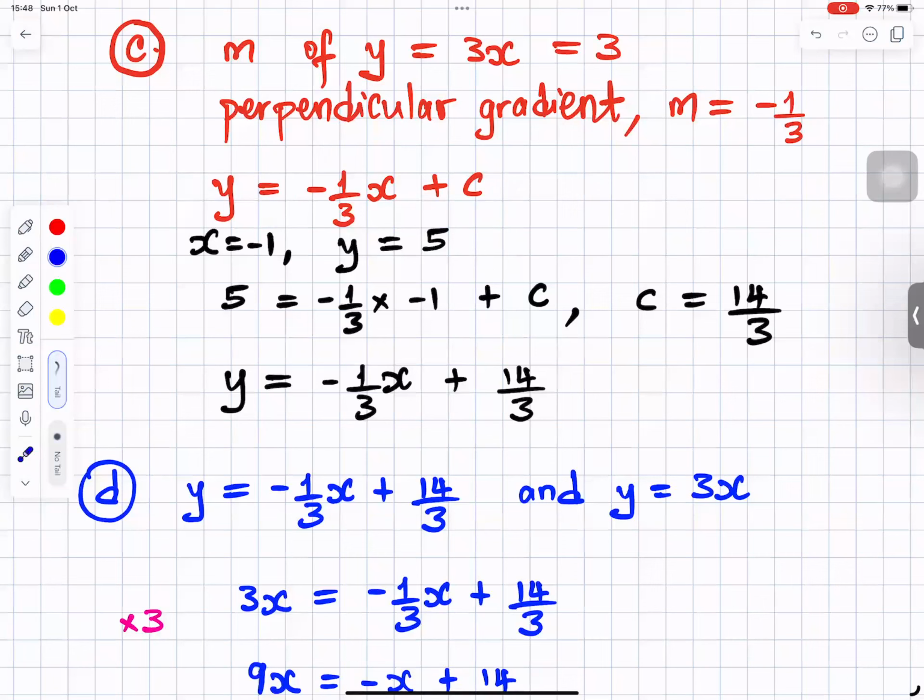Y is 5. 5 is cinq in French, and cinco in Spanish, and paanch in Hindi. So you substitute 5, and you substitute minus 1 over 3 times minus 1 plus c. You find c to be 14 over 3. Let's go to part D.